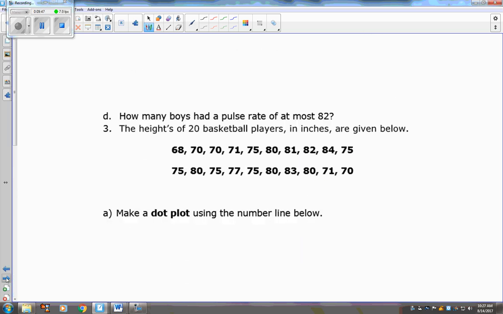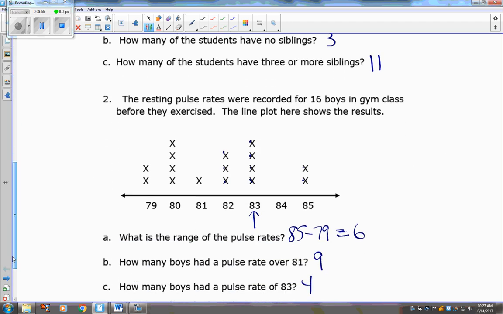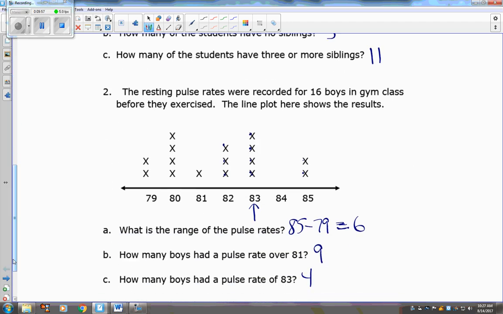How many boys had a pulse rate of at most 82? Right, let me go back. That means 82 or less, at most 82. So that's 1, 2, 3, 4, 5, 6, 7, 8, 9, 10.